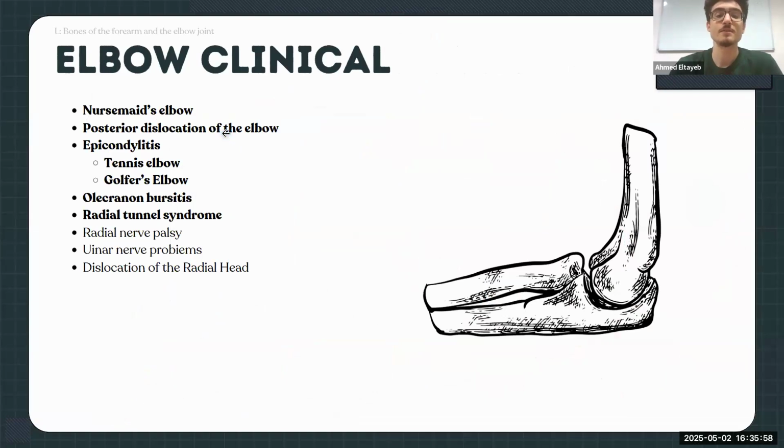So we can now discuss a bit more about the elbow clinical. Because the elbow is a very mobile joint and one of the most important joints, it's susceptible to many pathologies and fractures and so on. We have nursemaid's elbow, posterior dislocation, epicondylitis, olecranon bursitis and radial tunnel syndrome. We discussed olecranon bursitis, and of course you have these as well, but these aren't really important right now. We're going to focus more on these.